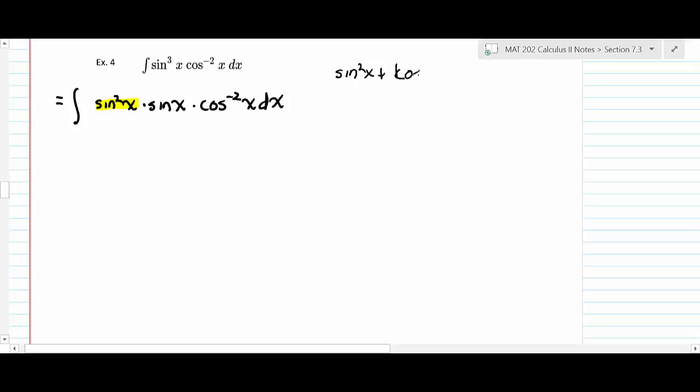So we know that we have sine squared x plus cosine squared x equals 1. So what I'm going to do on this one is work with that identity. Okay? So I'm going to have you replace this with 1 minus cosine squared x. So I just substitute that in like that. Then I have a sine x right here. Then I have a cosine negative 2x dx like that. Okay, so I'm just doing a trig identity.